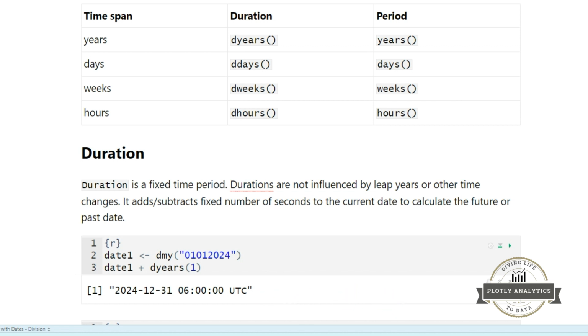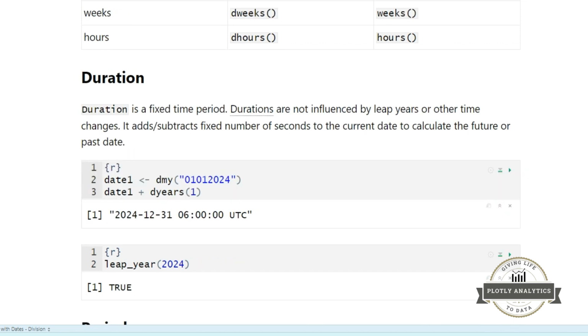So when we add 1 year to the date, duration adds fixed 365 days to the current date and gives us the result. But if you notice, the year 2024 is a leap year. That means it has one additional day, 29th of Feb, in the year, making it 366 days a year and not 365 days a year. And that made a difference. Duration doesn't take this subtle difference into account, it adds flat 365 days and calculates the answer, and that's why we got 31st of December 24 instead of 1st of Jan 25.